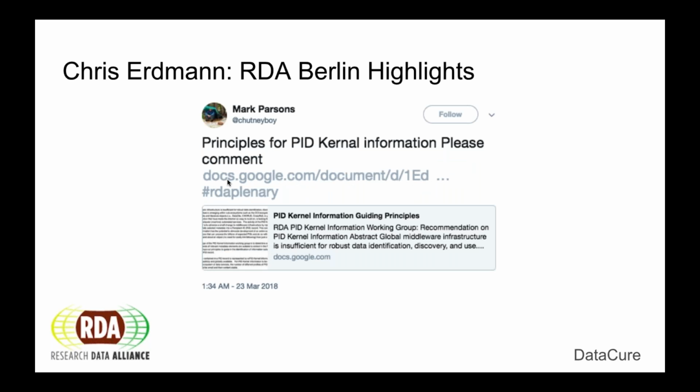Trying to advance again. Another thing that I thought was interesting is the principles of the PID kernel. This is a group looking at PIDs, persistent identifiers, at scale. So what happens in a world when we're using many of these persistent identifiers like DOIs, and how do machines interact with each other to exchange metadata about these PIDs, these records? That's a group that's underway as well.